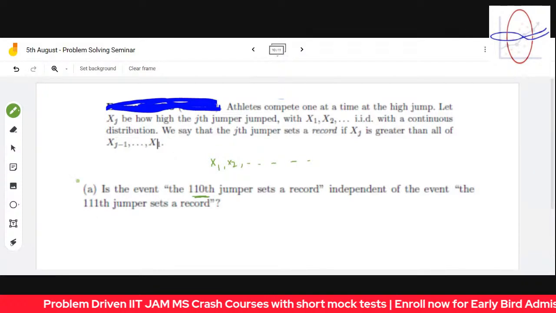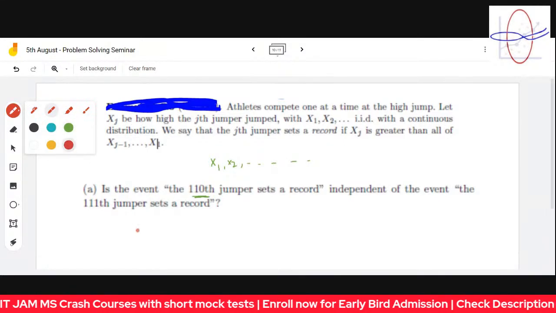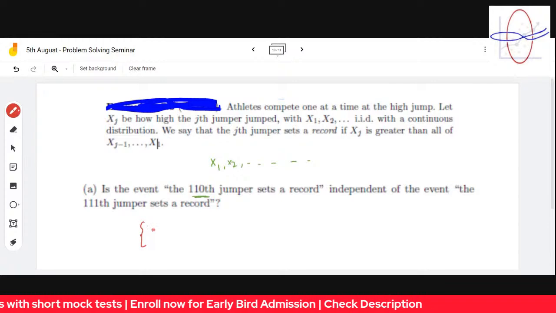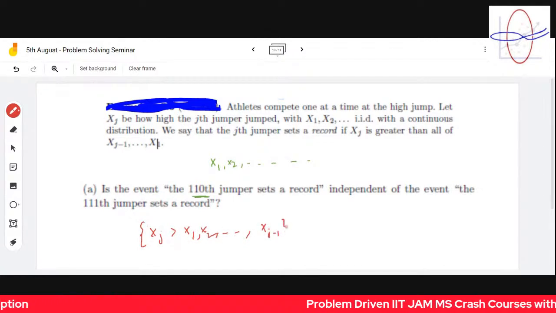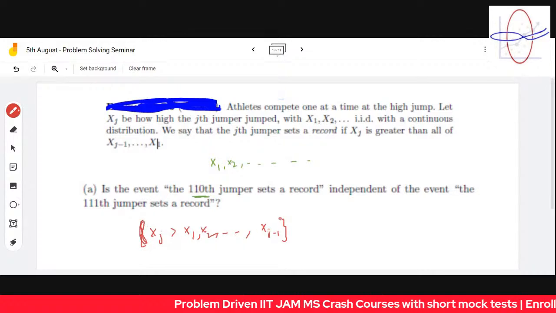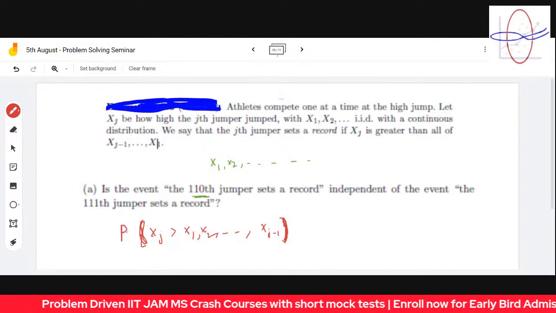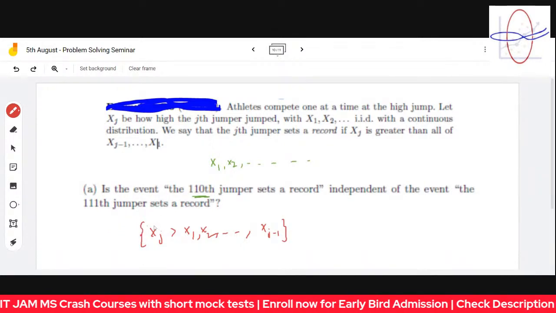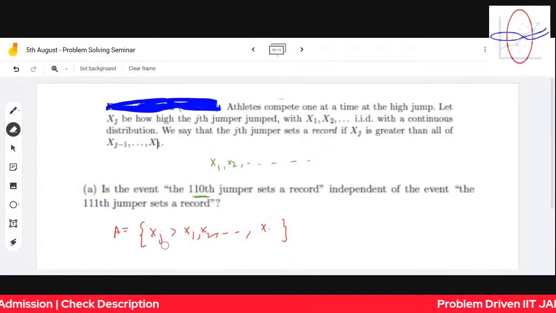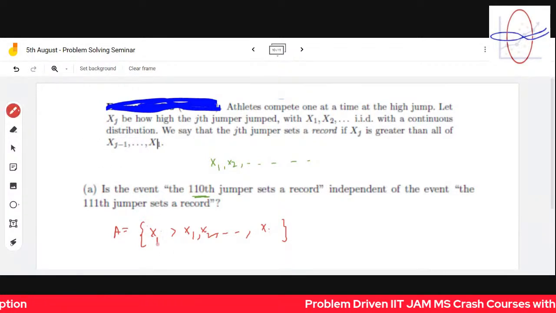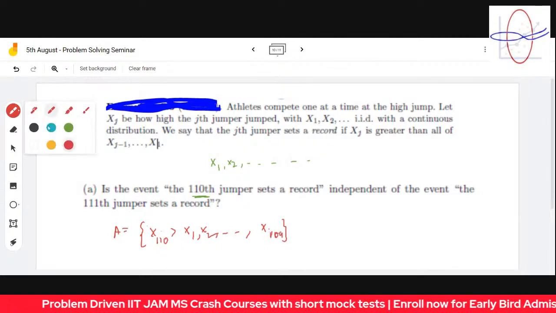Sir, xj is greater than all the x's. Exactly. So the event is that xj is greater than x1, x2, up to xj minus 1. This is the event, and we find the probability of this. This is event A. Another jumper, say the (j+1)th, will set a record only when xj plus 1 is greater than the previous ones.